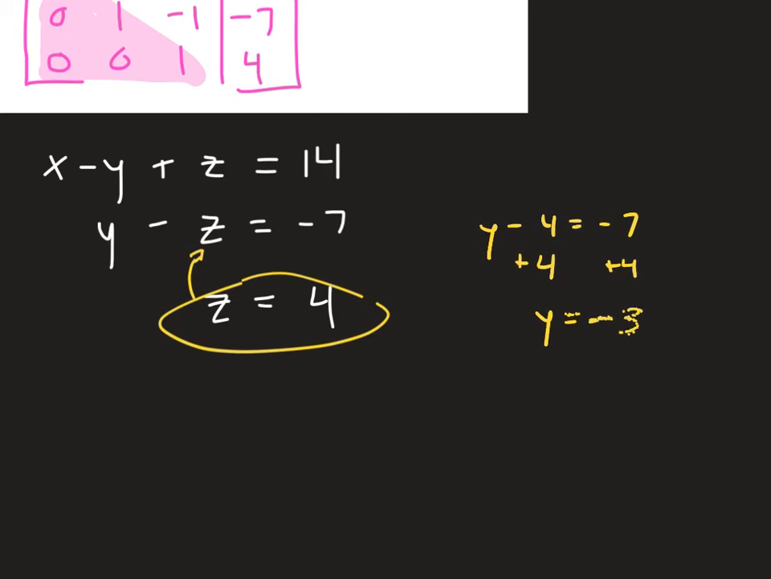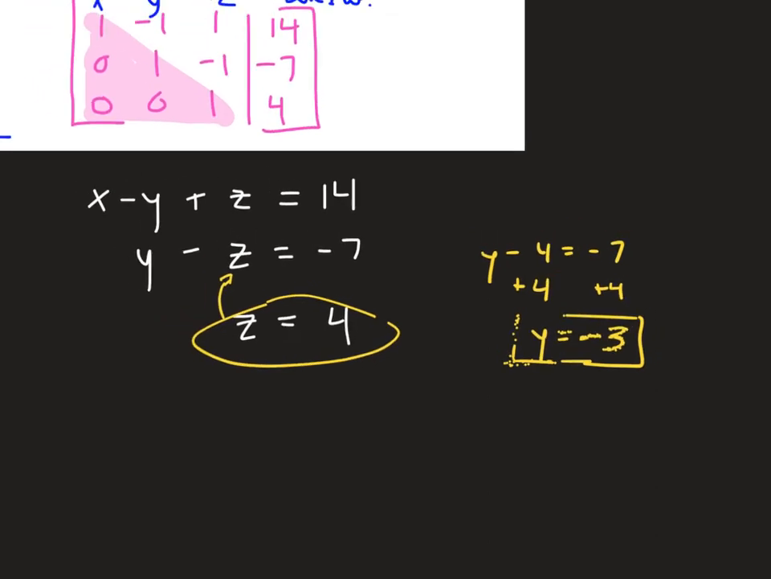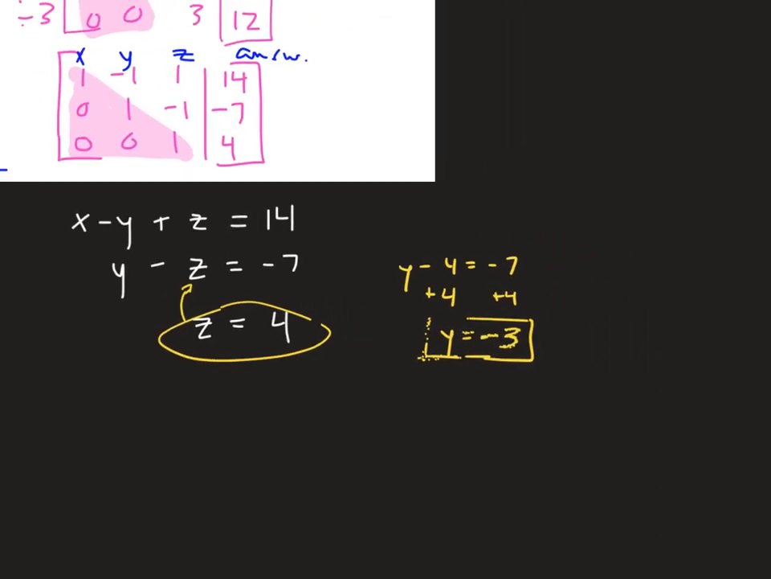So we got our y, and then how do we find x? We already have z. Plug in the y and the z. So we have x minus negative 3 plus z, which is 4, is equal to 14.